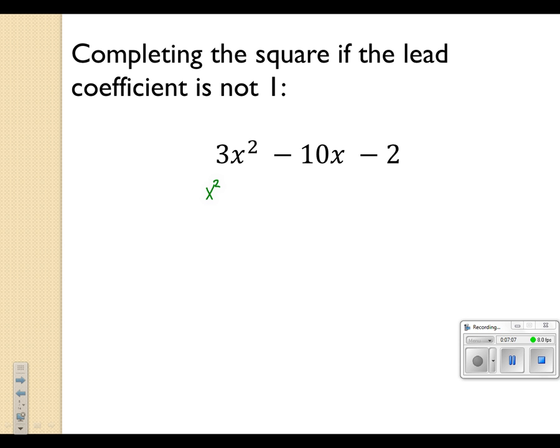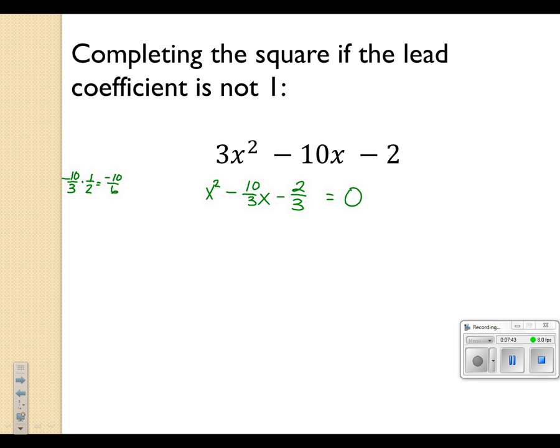I'll have x squared then minus 10/3 x minus 2/3 equals 0. Okay, now the process is the same. Yes, you're going to be working with fractions. You'll be all right. So my next step tells me to take your x coefficient, which on this problem is -10/3, and find half of it. So I have -10/6.